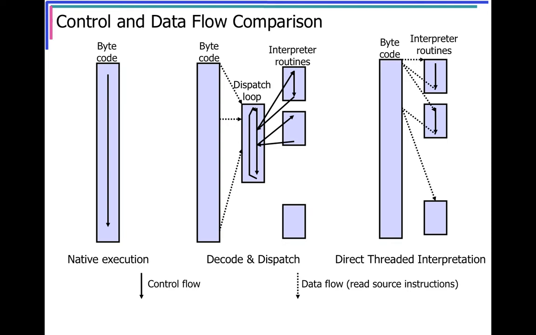Okay, so we now see the difference between native execution, decode and dispatch, and direct threaded interpretation. If we take a look at direct threaded interpretation at a high level, what you have is a series of interpreter routines. Each interpreter routine reads from memory, so there's a data flow from the program that's in memory to the interpreter routine, the dotted line. We're then going to execute the operation for that instruction, and at the end of that, we're going to read the next instruction, decode it, figure out the address of the handler, and jump to the next handler. So our control is going to be jumping between handler routines over time.